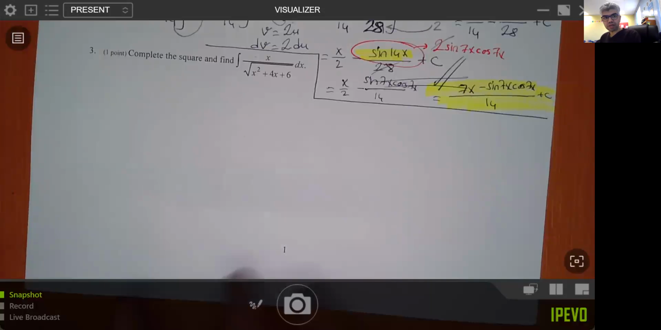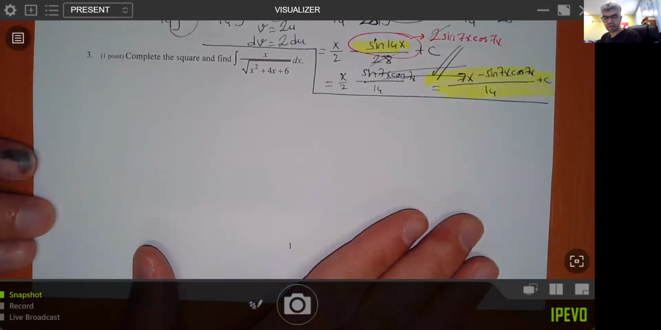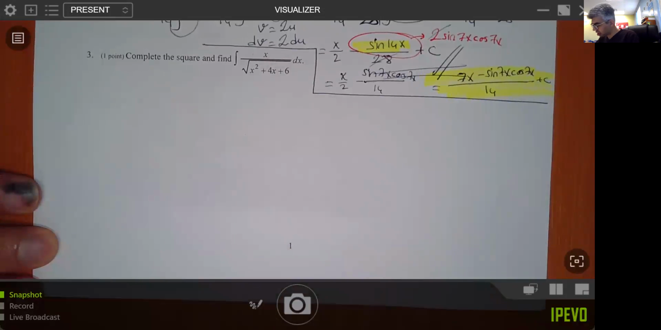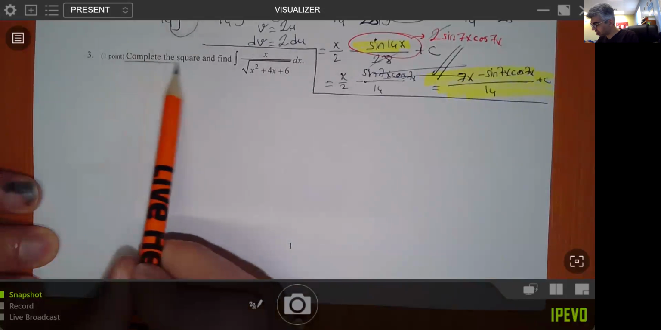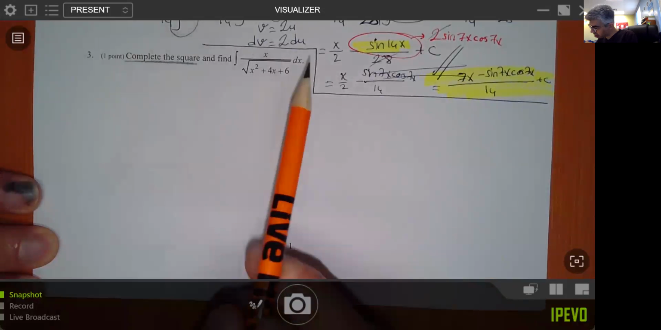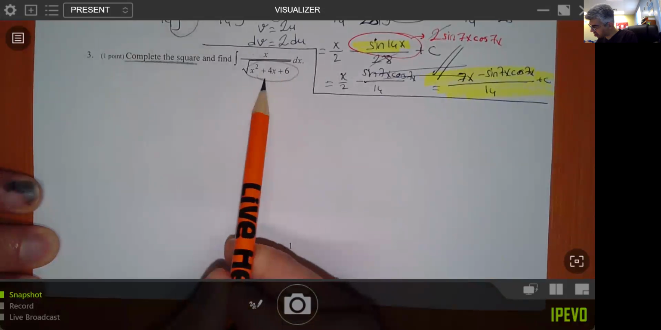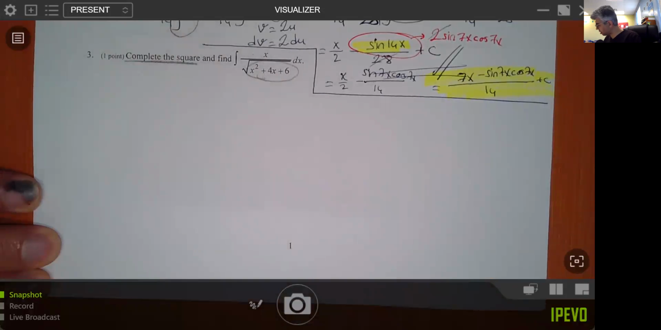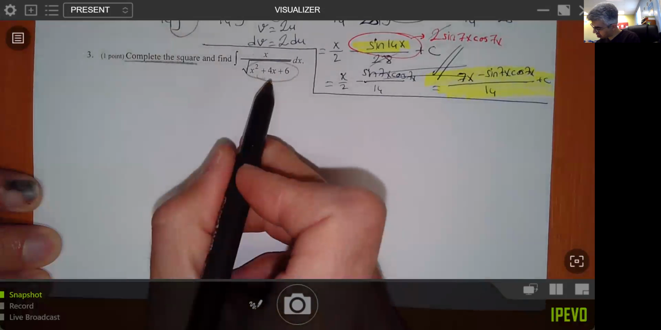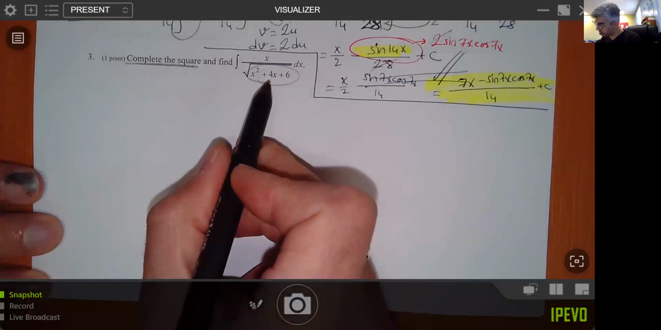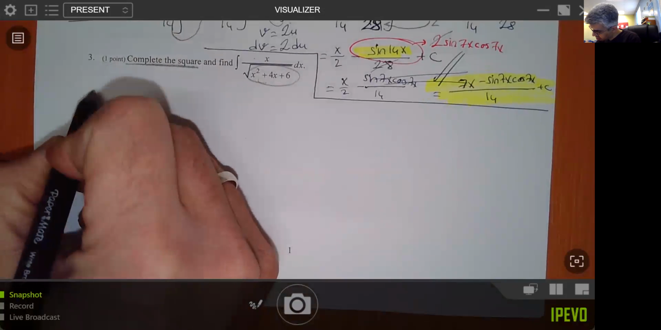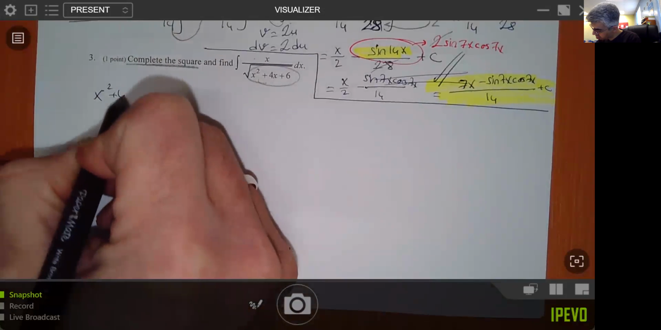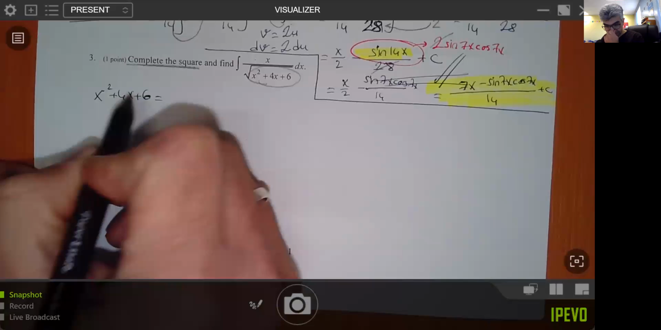All right, now question number 3. We have to complete the square. Guys, what was it? Do you remember? Complete the square. So here we are going to need it, right? And what do we have here? We already have a square here. I mean, square of a parenthesis. Let me write it. So x squared plus 4x plus 6.